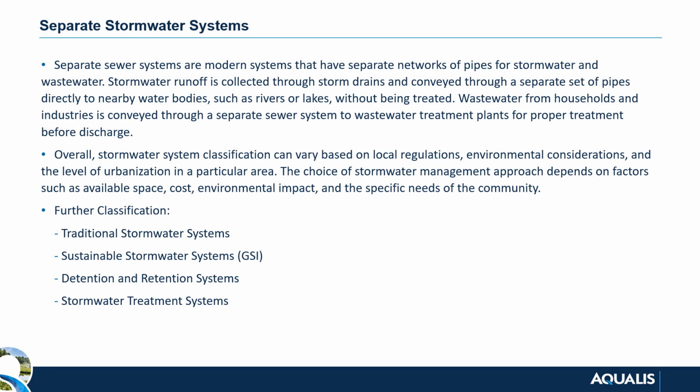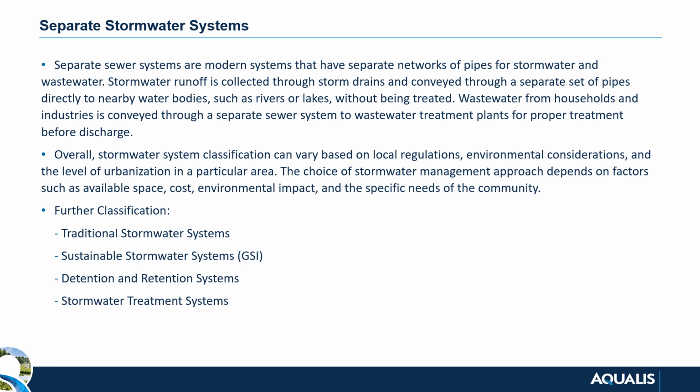Additionally, stormwater systems can be further classified based on their design and function. Traditional stormwater systems are designed primarily to manage and control the quantity of stormwater runoff. They often use a network of storm drains, culverts, and retention basins to collect and control runoff, reducing the risk of flooding and property damage.